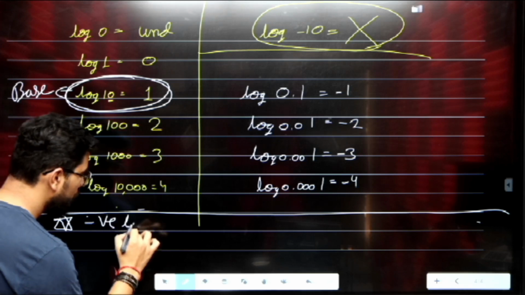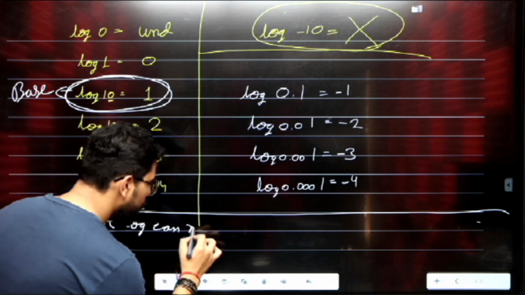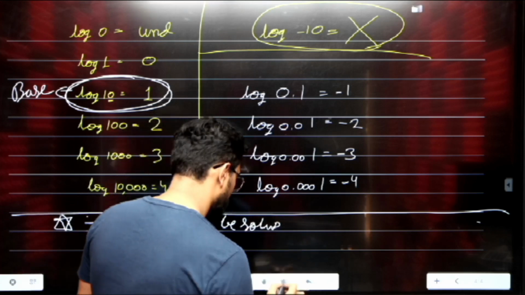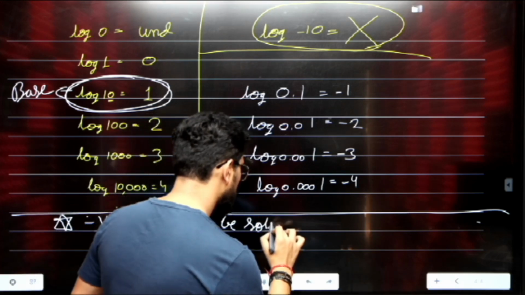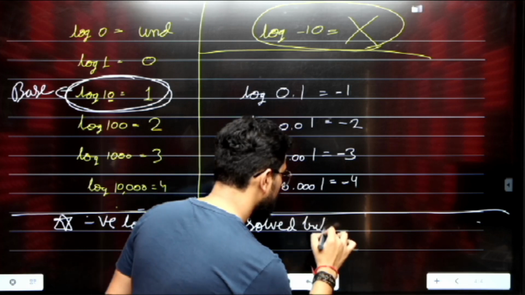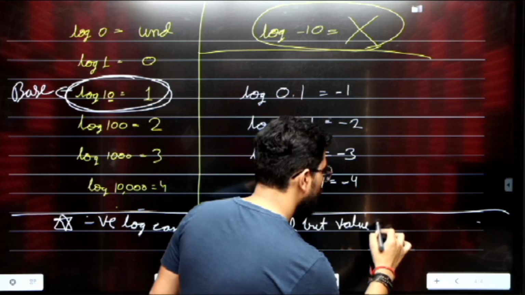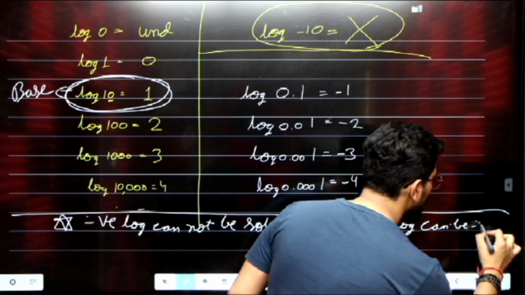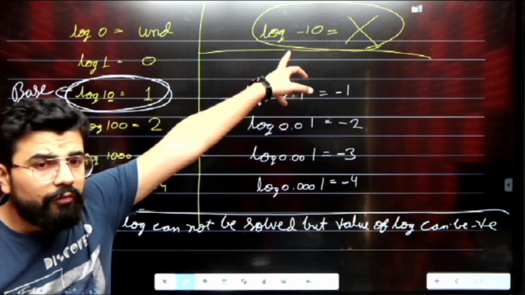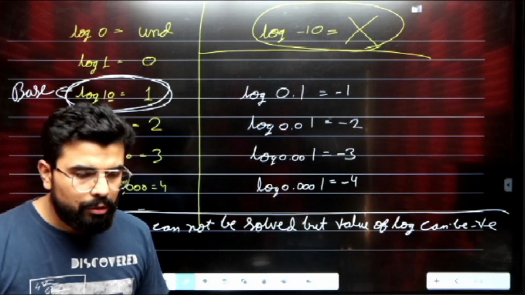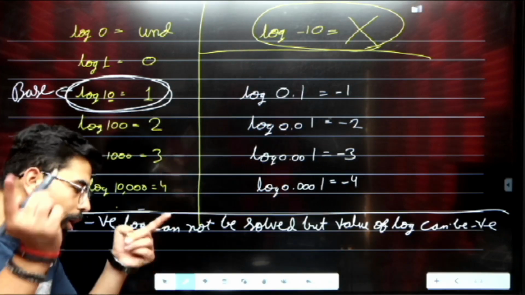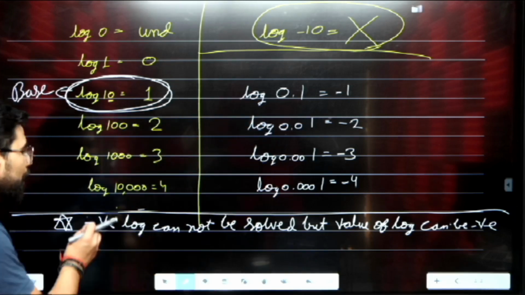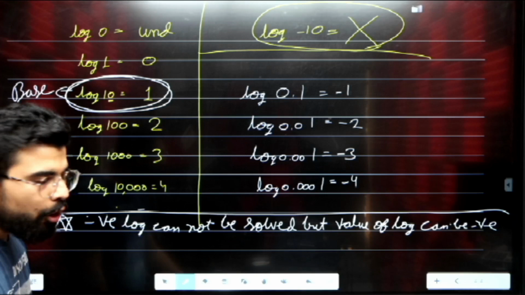Negative log cannot be solved, but the value of log can be negative. Do you remember this thing? Yes, sir. We can't find log of minus 10, but the value can be minus 1, minus 2, minus 3. That means the log of a negative number cannot be found, but the value of a log can be negative.